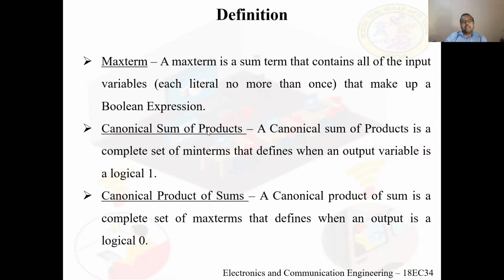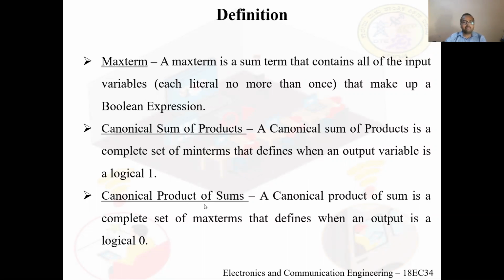Next is canonical sum of products. The sum of products, we call it an SOP. A canonical sum of products is a complete set of min terms that defines when an output variable is a logical one. Here we list out all the min terms for all the input combinations for which the output variable is equal to logic 1. That we call a canonical sum of products.